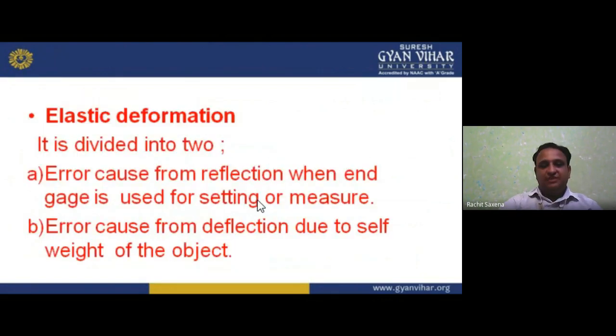Elastic deformation is also an error. It is part of the composition of error. Elastic deformation is divided into two. First, error caused from deflection when an end gauge is used for setting or measuring. Second, error caused from deflection due to the self weight of the object.